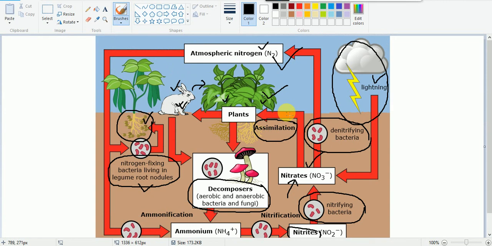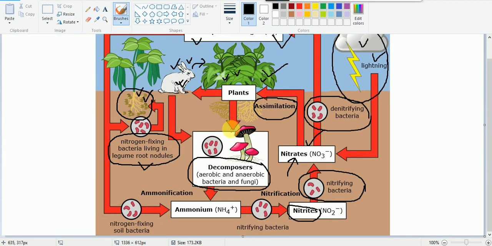So let me repeat. First of all, because of the lightning process and by the bacteria found in the nodules of legumes, nitrogen from the free atmosphere is fixed into the soil. Then after that it is available for absorption by the plants. Then these plants will be eaten by the herbivorous animals, and these herbivorous animals will release waste material as dung, as excreta. As well as when the animals are dead, when plants are dead, they will be decomposed.